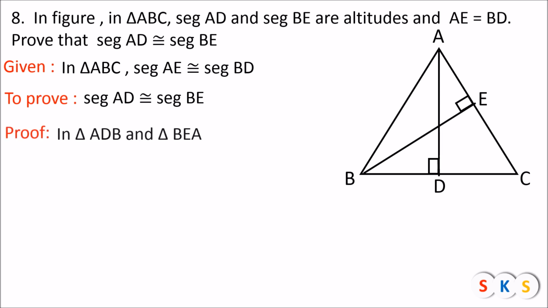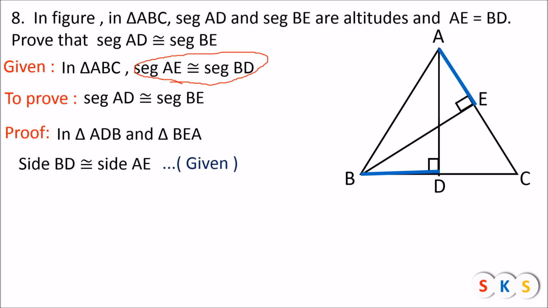In triangle ADB and triangle BEA, look at this figure. In triangle ADB and triangle BEA, you can see here side AE and side BD are congruent. How did we come to know? It's a given. Seg AE and BD are congruent, so we can say here seg BD congruent seg AE. It's a given.